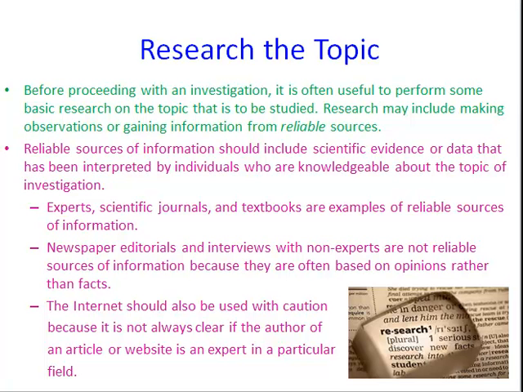Next, we research the topic. Before proceeding with an investigation, it's often useful to perform some basic research on the topic that's to be studied. Research may include making observations or gaining information from reliable sources. Reliable sources of information should include scientific evidence or data that has been interpreted by individuals who are knowledgeable about the topic of investigation. Experts, scientific journals, and textbooks are examples of reliable sources of information.